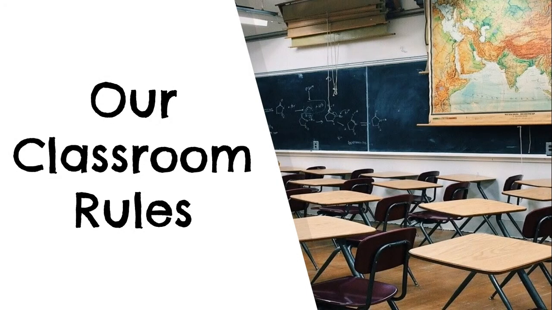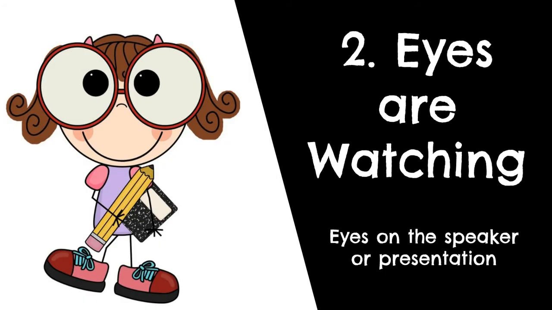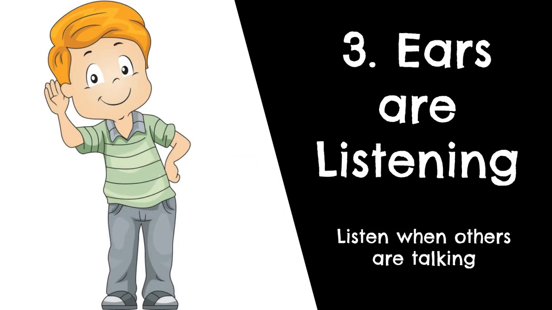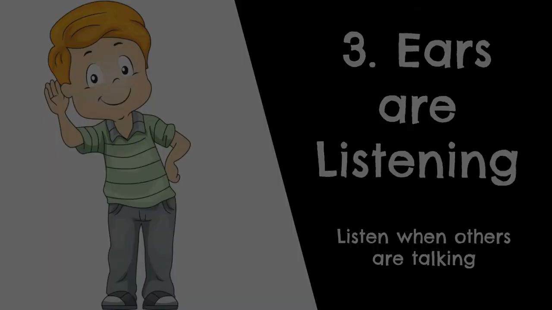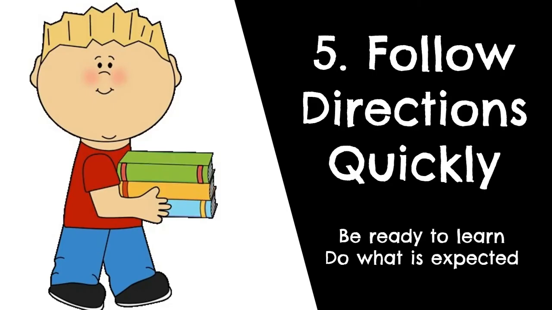Let's quickly review our classroom rules. Rule number 1, mouths are quiet. Rule number 2, eyes are watching. Rule number 3, ears are listening. Rule number 4, body is still. And then rule number 5, follow directions quickly.